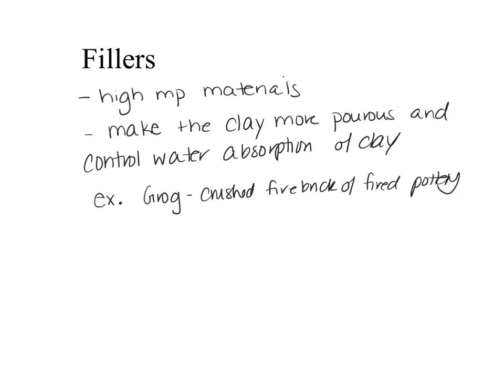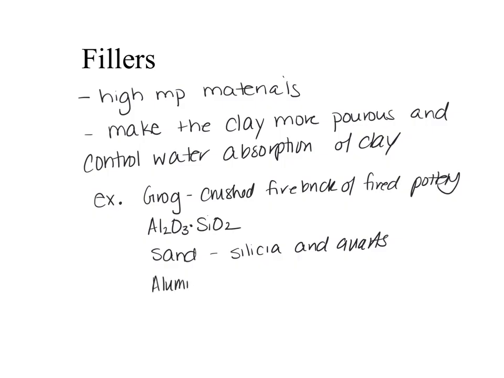You can have aluminosilicates. You can add sand, right, which is really a mixture of silica and quartz. You can just add alumina, Al2O3, or just ground rocks or shells. So the fillers can be a lot of different things to give these different appearances of different types of ceramics.